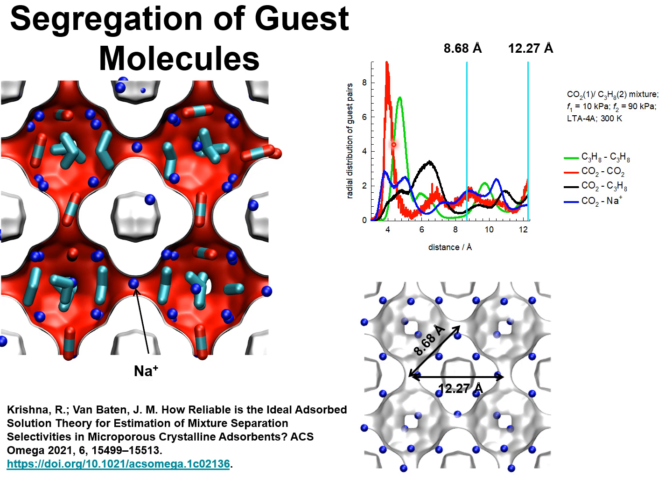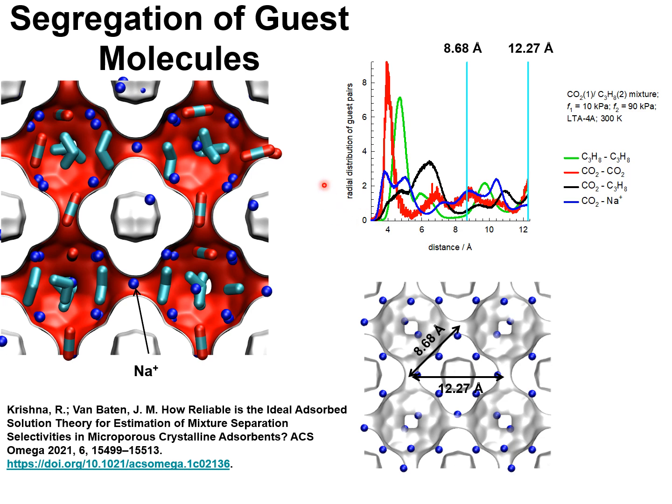We note that the location of CO2 is very close to the location of the extra framework cations. This is demonstrated by the fact that the peaks in the blue line and the red line occur at approximately the same distance of separation. So the distance of separation between pairs of CO2 molecules is approximately the same as the distance of separation between CO2 and the extra framework cations.